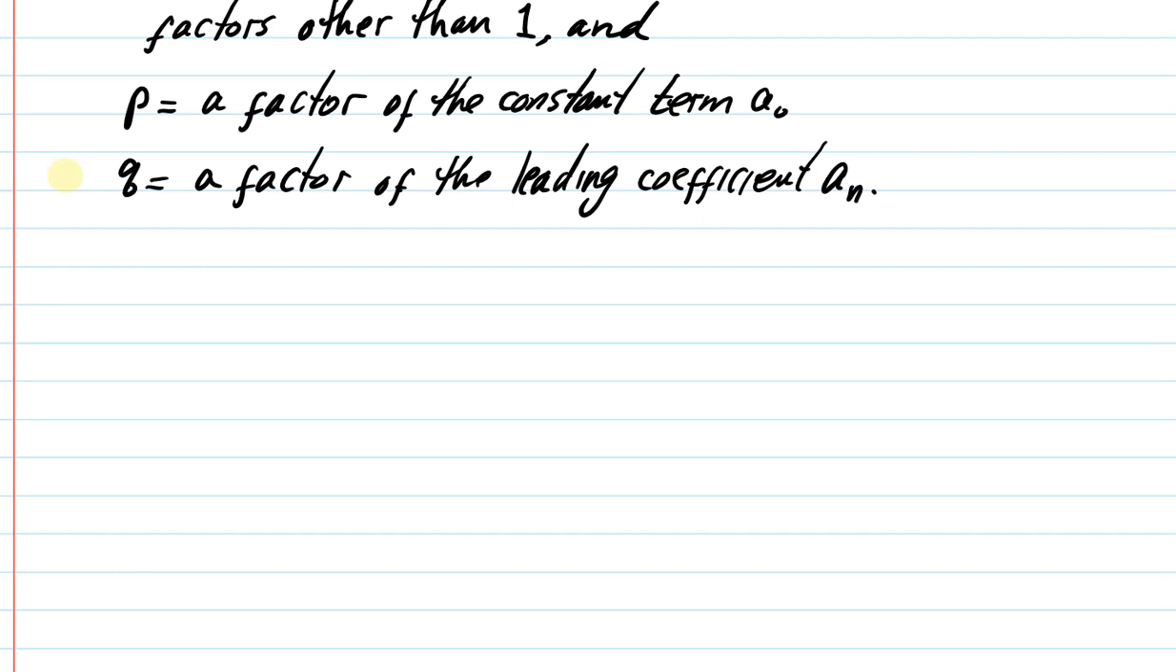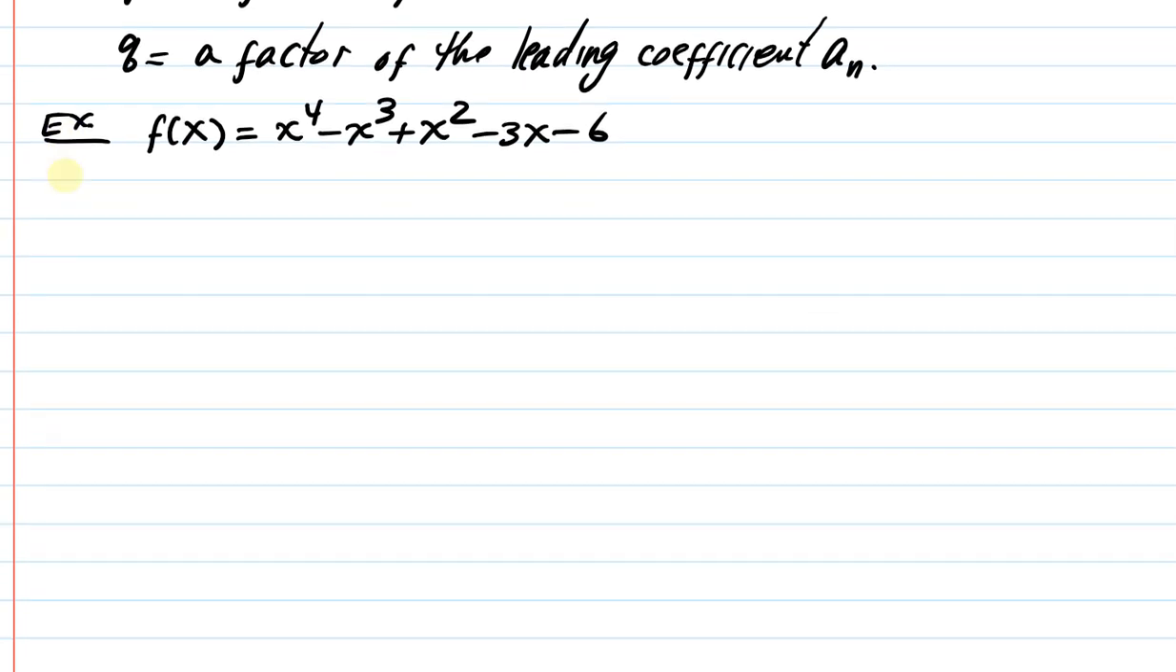Okay, so let's see if we can work this one. We're going to use this theorem without the proof, by the way. So let's find the rational zeros. I'll make up a polynomial and we'll try this theorem. In our example, suppose my function is f of x equals x to the fourth minus x cubed plus x squared minus 3x minus 6. A simple polynomial, right? And we want to find the rational zeros of this one.